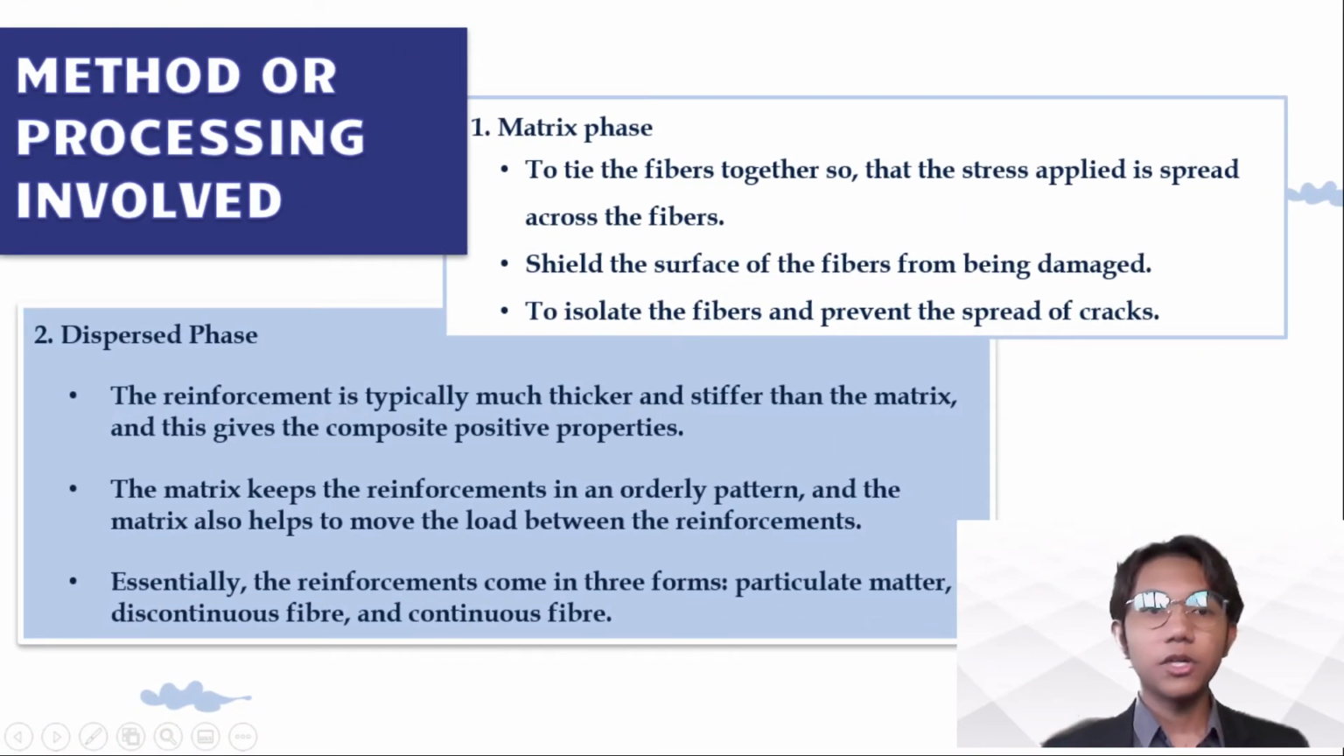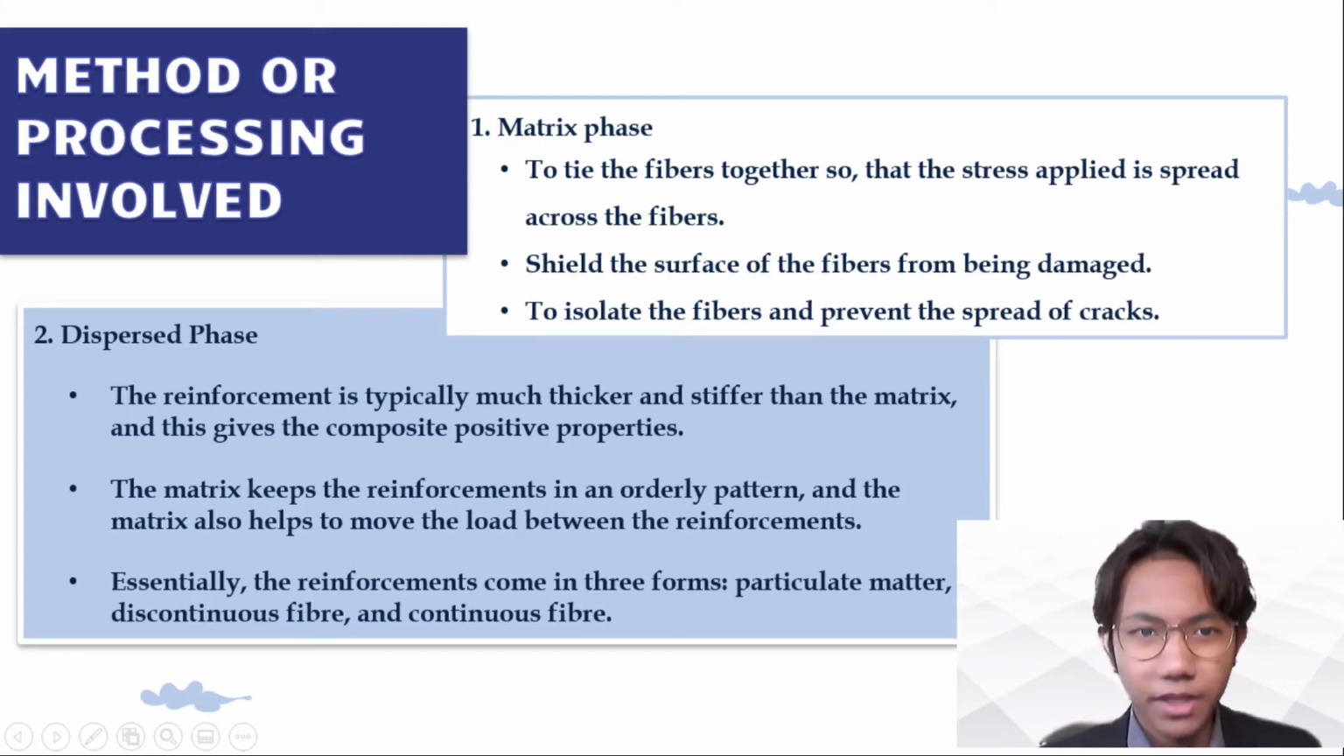For the method or the process involved in the composite, there are two ways. The first is the matrix phase. Matrix phase is to tie the fibers together so that the stress applied is spread across the fibers. Second, it also shields the surface of the fiber from being damaged. And lastly, it also isolates the fibers and prevents the spread of a crack.